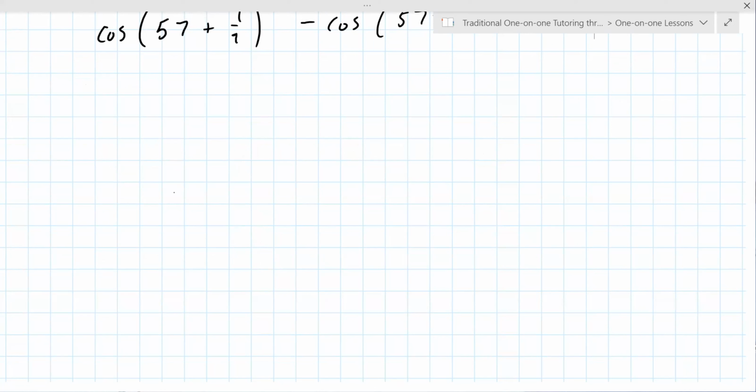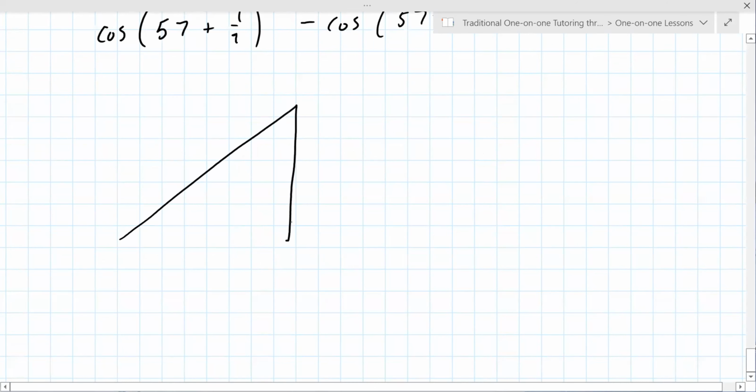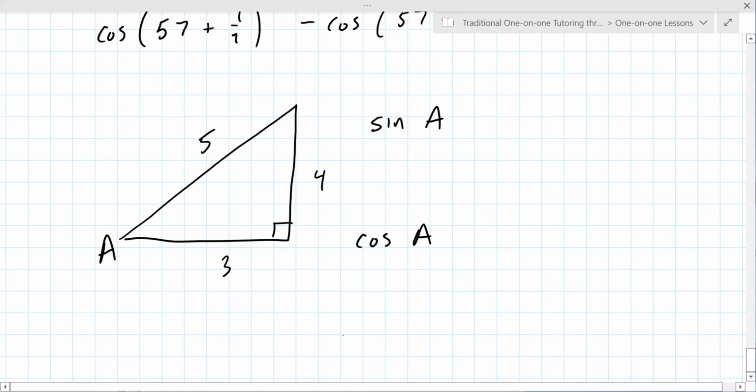All right, so this is one of my favorite triangles. It's a 3, 4, 5 triangle. And I'm going to use A for that angle right there. And I want us to write out the sine of A, the cosine of A, and the tangent of A. So can you help me out with those, please? Sine, cosine, and tangent. What goes on the right-hand side?